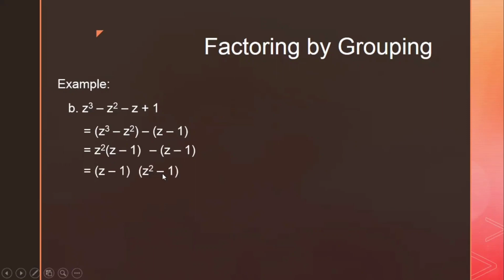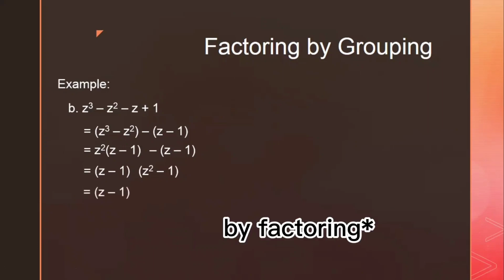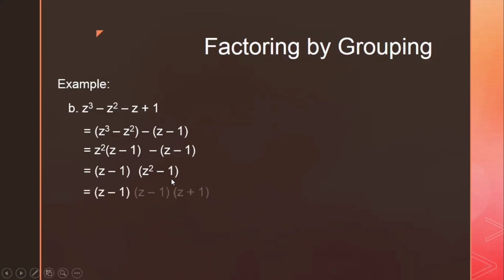Z squared minus 1, as you can see, can still be factored by using the difference of two squares. So just copy z minus 1, and by factoring z squared minus 1, we're going to have z minus 1 times z plus 1. Again, what did we use? The difference of two squares. By simplifying, the final answer will be z minus 1 squared times z plus 1.